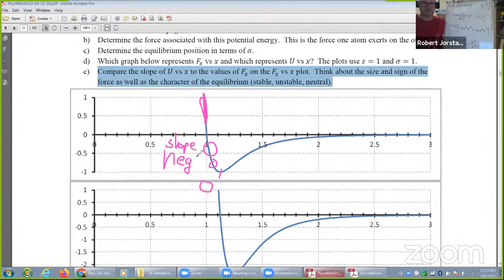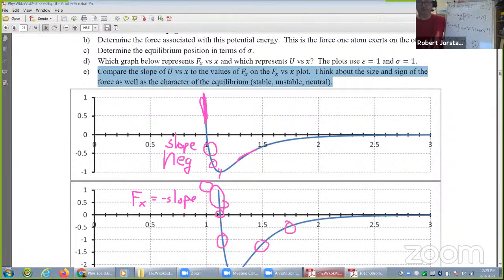Again, I'm sorry if I said it backwards. We have a negative slope. And remember that F sub x is equal to negative the slope. So that's why we get positive values up here, huge positive values. Over here, we already checked the equilibrium point: when slope is 0, force is 0. And now we see small positive slope. We see small negative values for F.